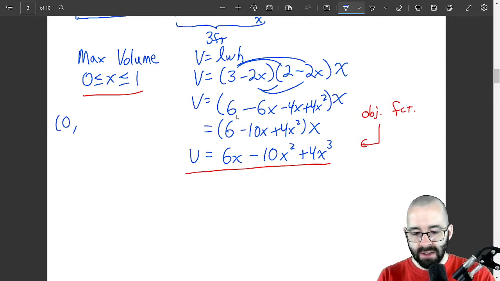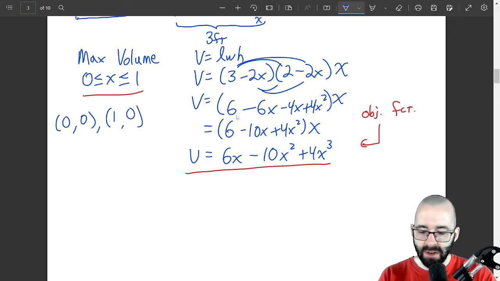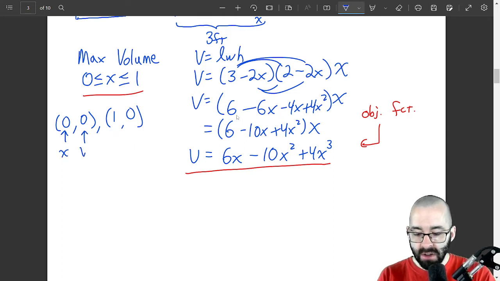What is the volume when x is 0? It's going to be 0. What is the volume when x is 1? It's going to be 0. And again, this is our x component, and this is our function, which is the volume. We want the volume to be as big as possible.